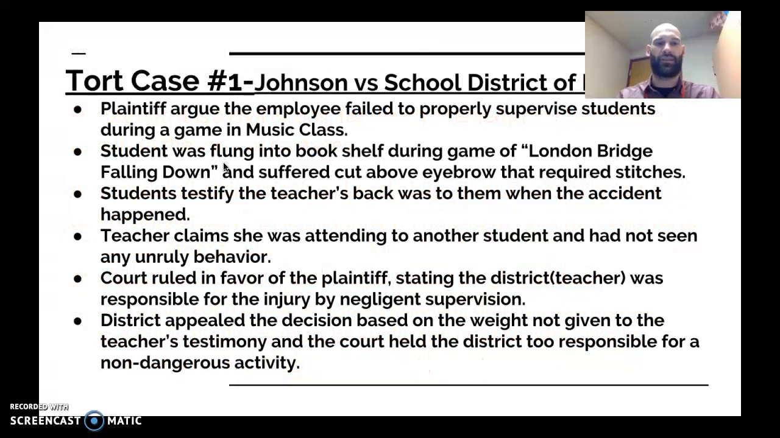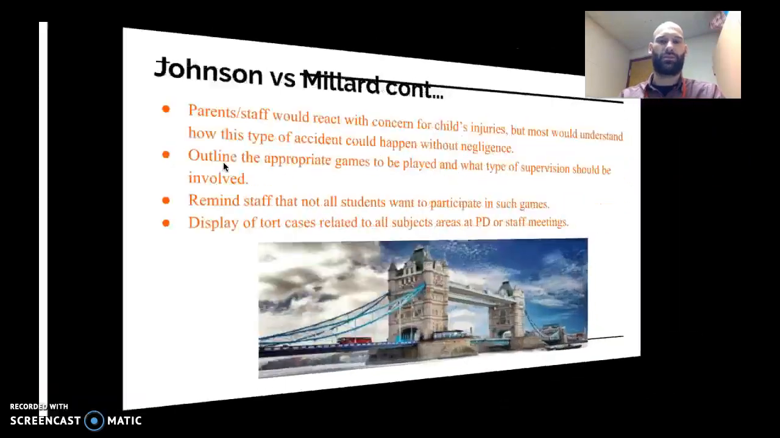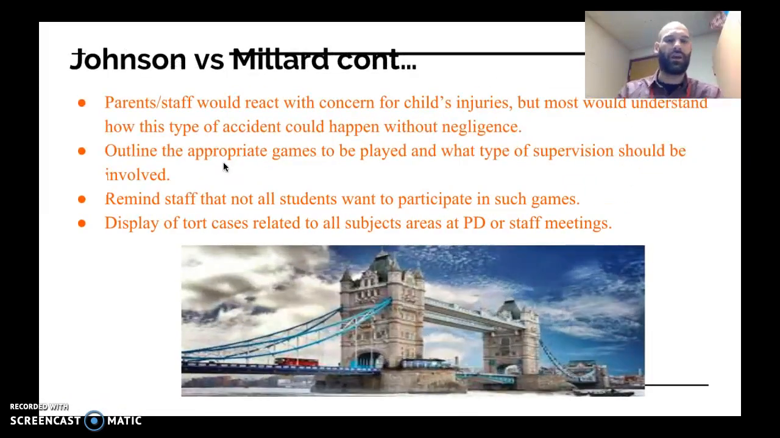The first case that I found, pretty interesting because I'm a music teacher, was over a simple game of London Bridge falling down. Young elementary age students playing got a little too rowdy. One student fell, split their eye open above the eyebrow, requiring stitches. The teacher claims it was just an accident and that she was attending to another student and hadn't seen the unruly behavior, but the parents thought that it was because of negligent supervision. The district was able to appeal that decision.